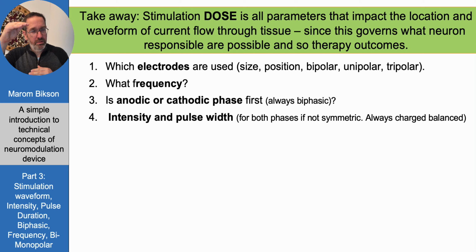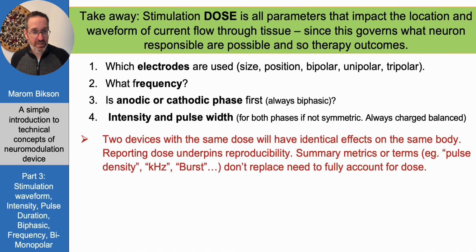How big is the amplitude? And is the amplitude the same for both sides of that couplet? How wide is each pulse? So all these parameters that I've described to you so far is what's meant when people talk about neuromodulation dose. What is the dose of neuromodulation? It is all these parameters, and they are considered critical to be aware of when designing and when implementing neuromodulation.